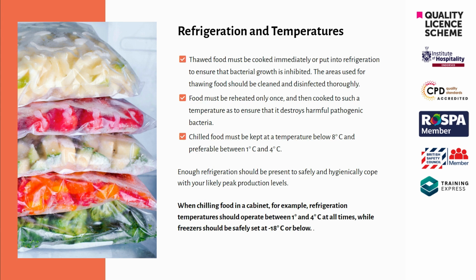and 4 degrees Celsius. Enough refrigeration should be present to safely and hygienically cope with your likely peak production levels. When chilling food in a cabinet, for example, refrigeration temperatures should operate between 1 degree and 4 degrees Celsius at all times, while freezers should safely be set at -18 degrees Celsius or below.